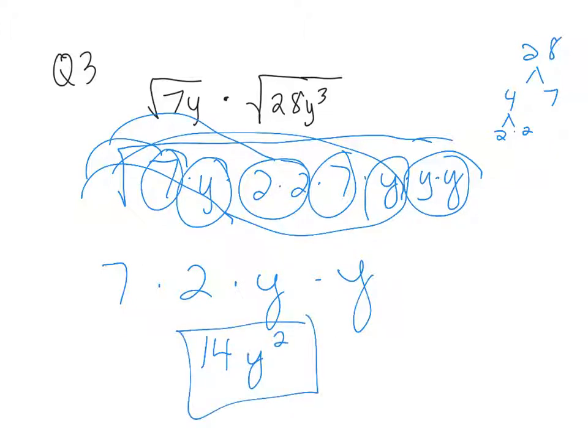If this had a 3 next to it, if it was the cube root, then you'd need 3 of something. If it was the 4th root, you need 4 of something. So it just depends on what kind of root it is, how many copies of something you need in order to pull it out.